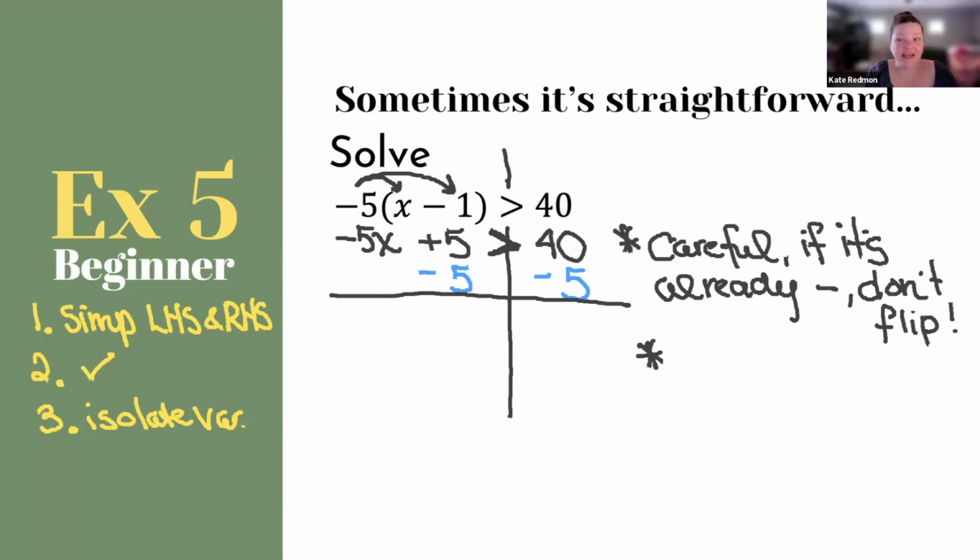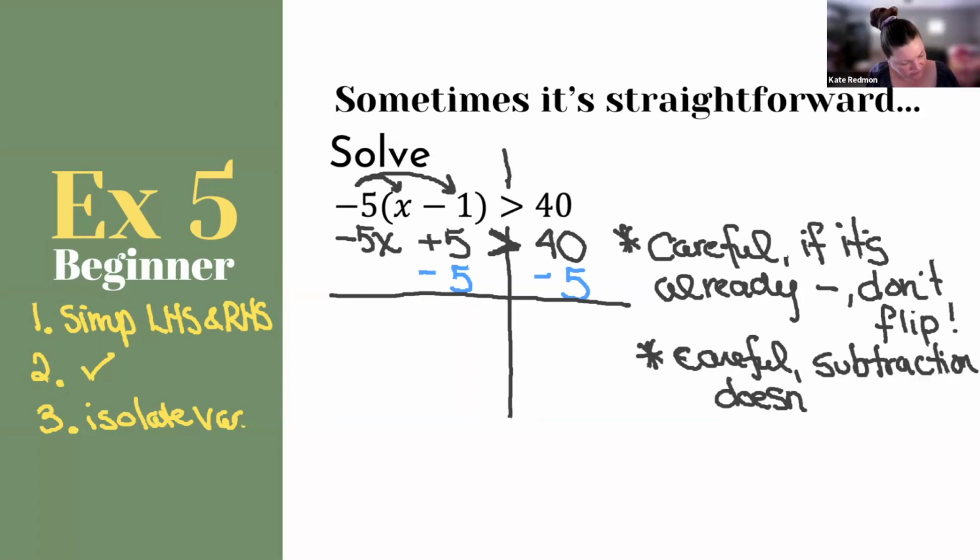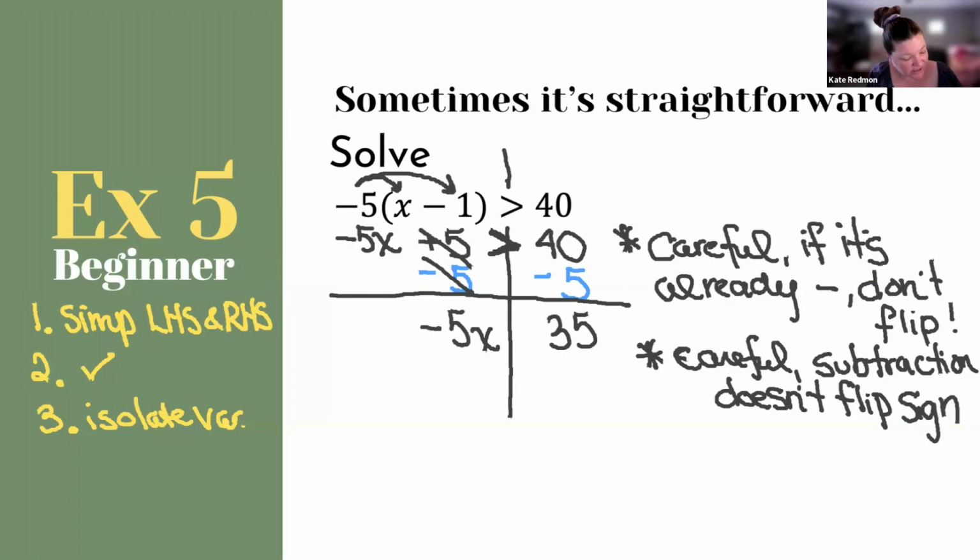A lot of students say, it's negative, flip the sign. You're not multiplying or dividing by a negative right now. So careful, subtraction doesn't flip the sign because it doesn't flip the relationship. If you have more money than me and we both spend $5, you still have more money than me. So sad. Adding 5 and subtracting 5 will cancel, leaving me with -5x. 40 minus 5 is 35. And I subtracted. That never changes the relationship.